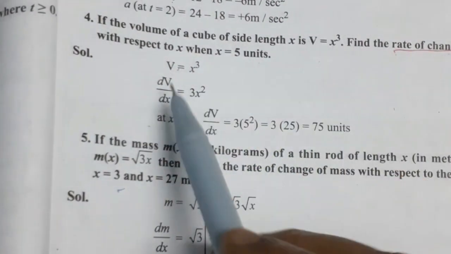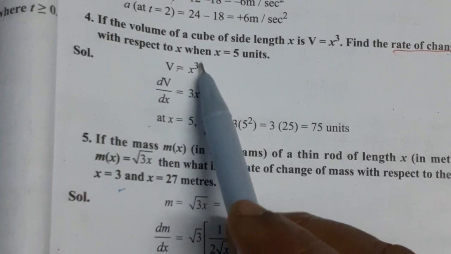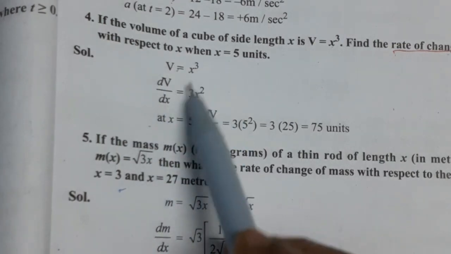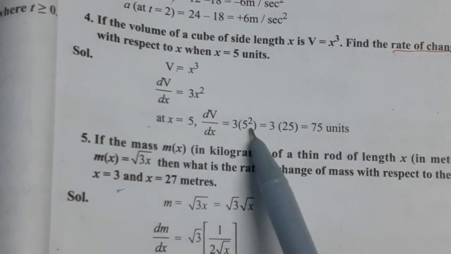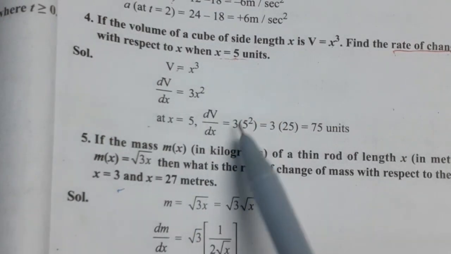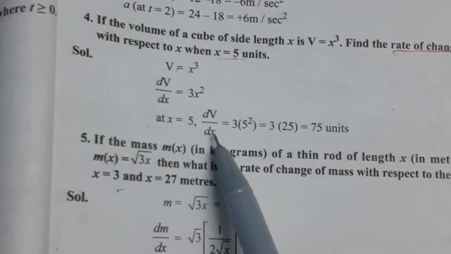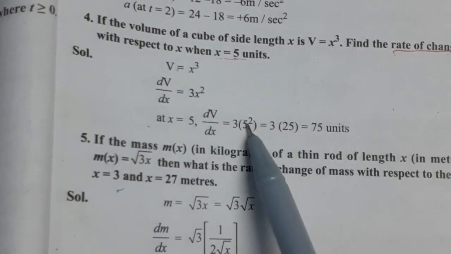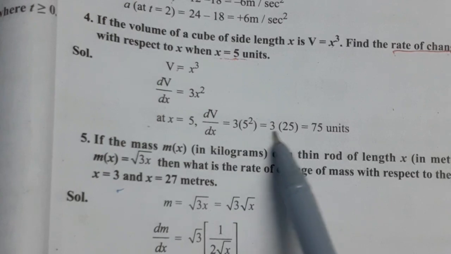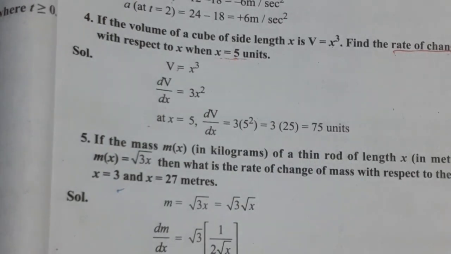V equal to what? x cube. dV by dx with respect to x is equal to 3x square. At x is equal to 5, because given x is equal to 5 units, dV by dx is equal to 3 into 5 square. 5 square is what? 25. 25 into 3 is what? 75. 75 units.